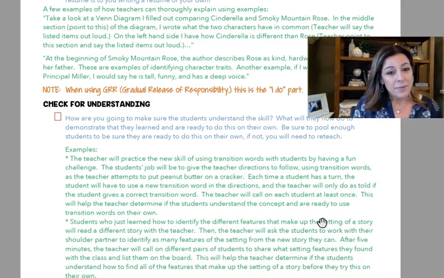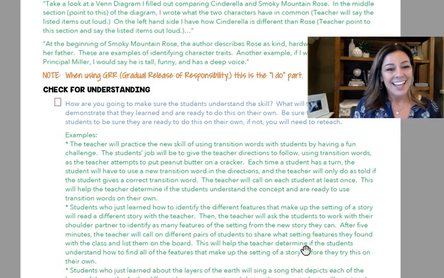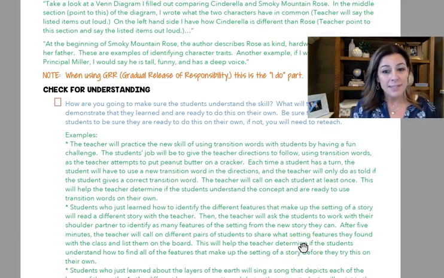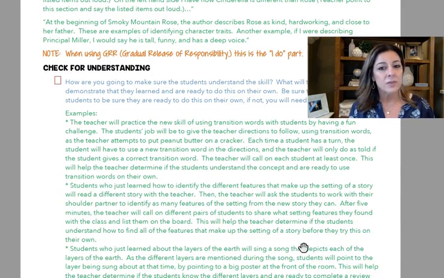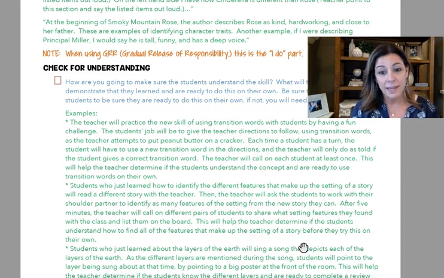Another example would be students who just learned how to identify the different features that make up the setting of a story will read a different story with the teacher. Then the teacher will ask the students to work with their shoulder partner to identify as many features of the setting from the new story as they can.